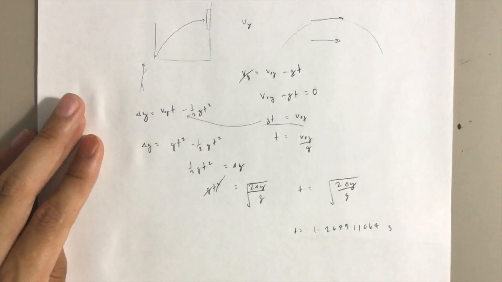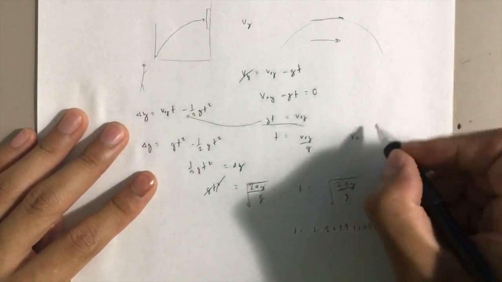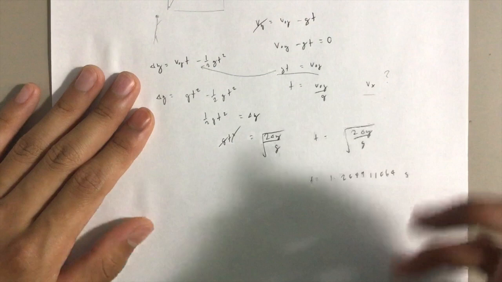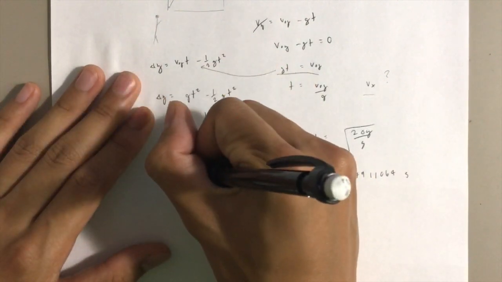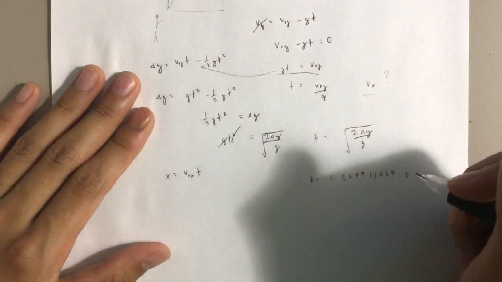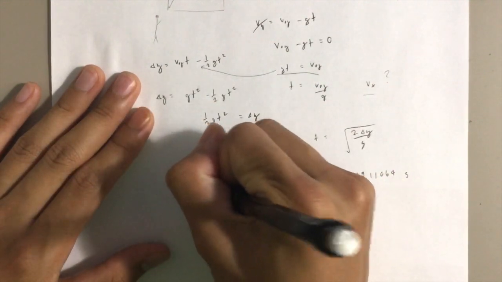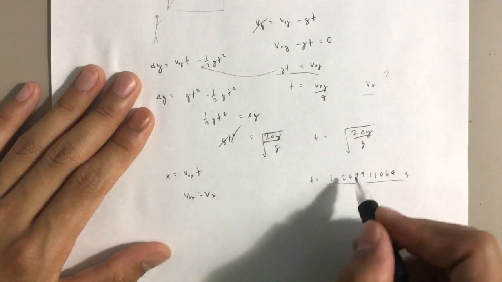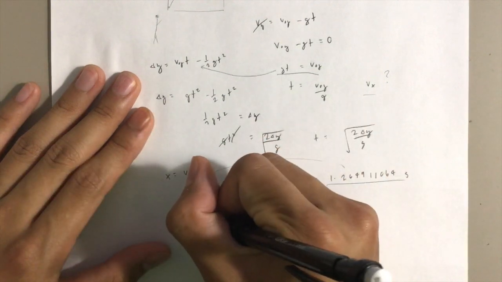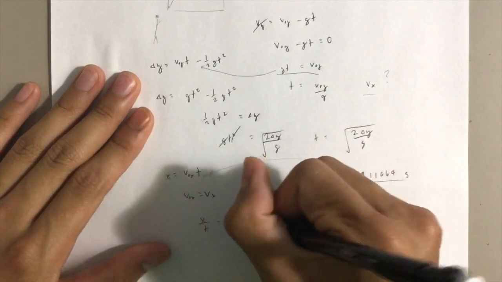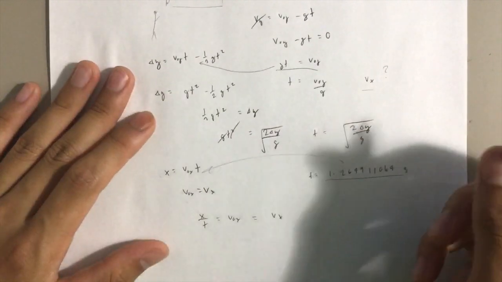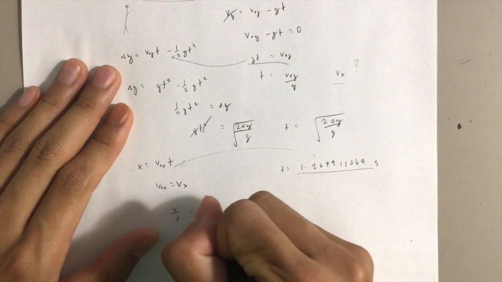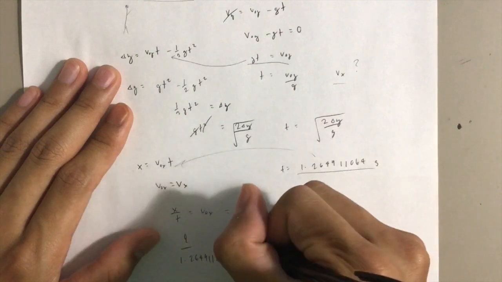Now, let's solve for this. What's that, you ask? Well, let's write out our equation that includes this and time and nothing else. X equals v naught x t, right? And we also know that v naught x equals vx because it doesn't change over time. So using both these equations, x over t equals v naught x equals vx. And what's x? Well, it says it's 9 meters, so we're going to trust that, over 1.264911064. Love those significant figures.